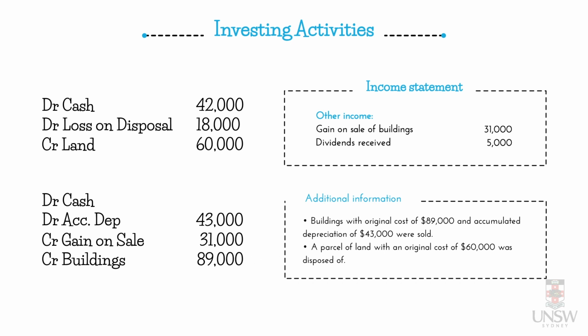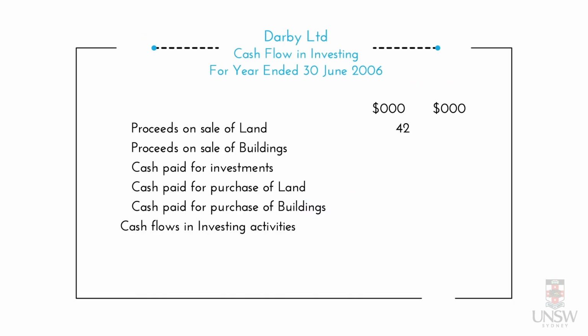So we add together the two credits, the gain on sale and the original cost, and minus the debit entry of accumulated depreciation. This gives us cash of 77,000. So we can put this into the investing activity section as well. So we put in proceeds from the sale of buildings, 77.